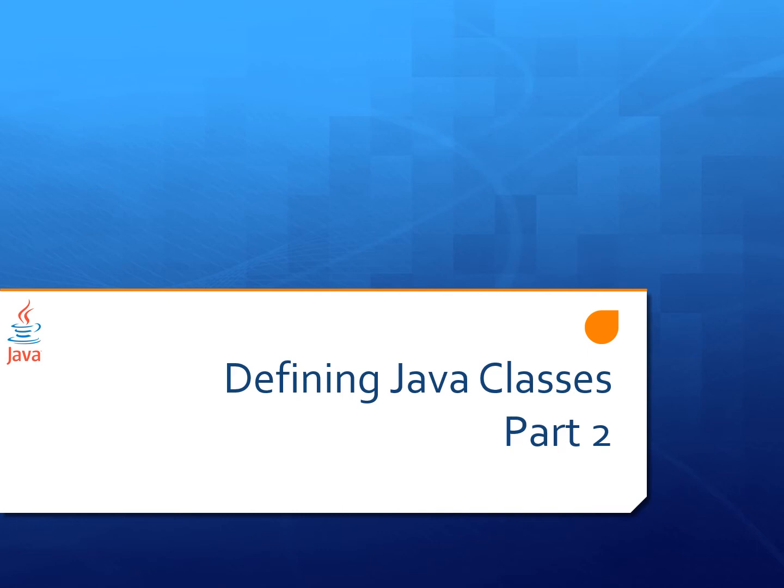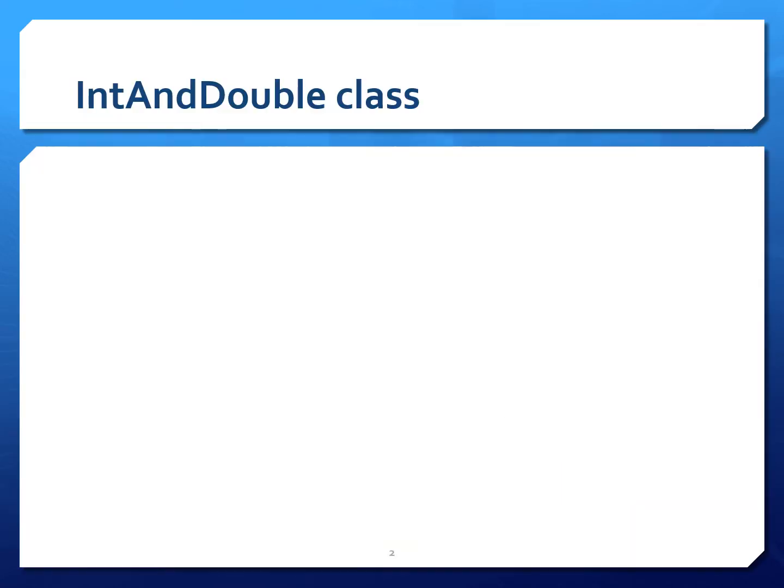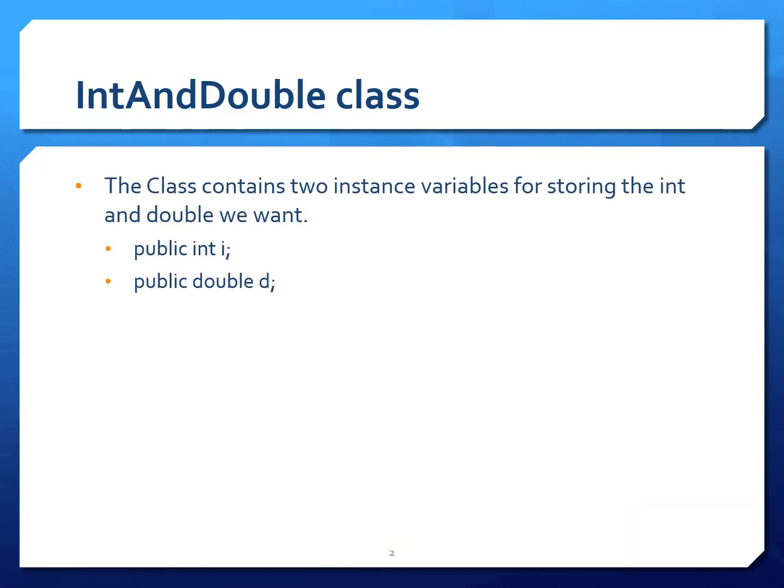Defining Java classes Part 2. We will first create a class that can hold an integer and a double. We call the class IntegerAndDouble.